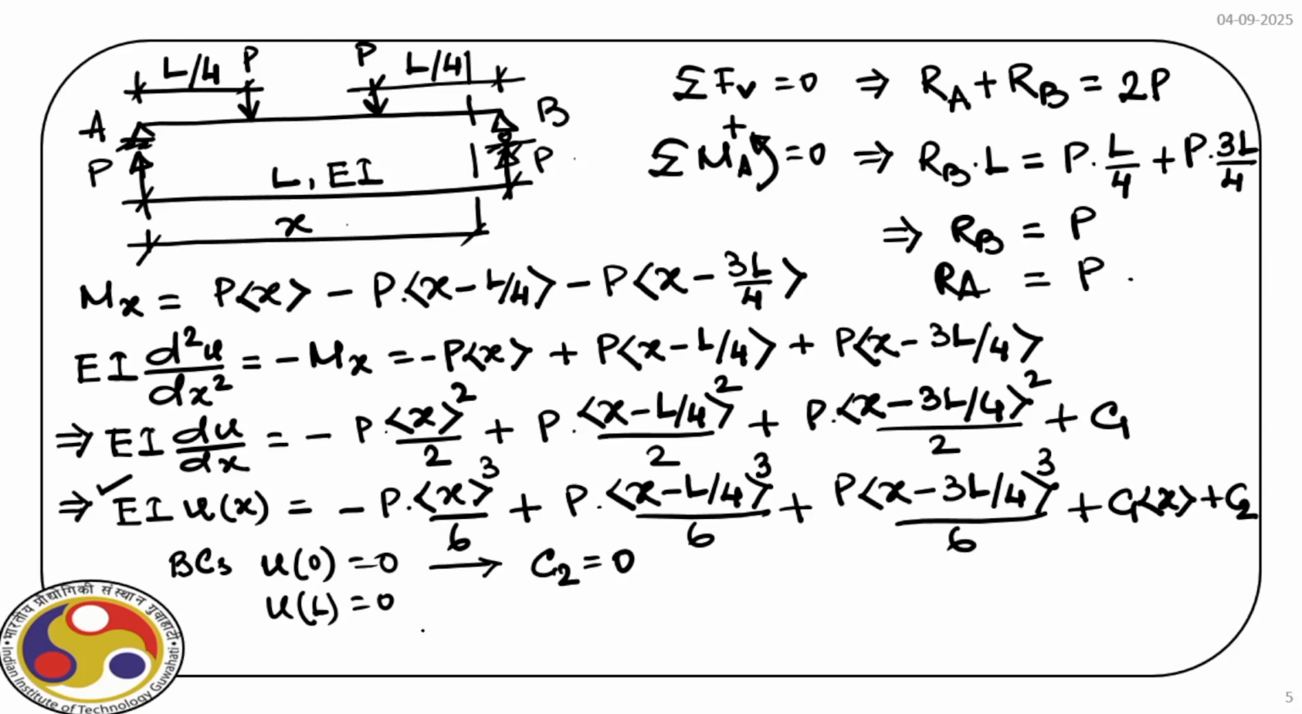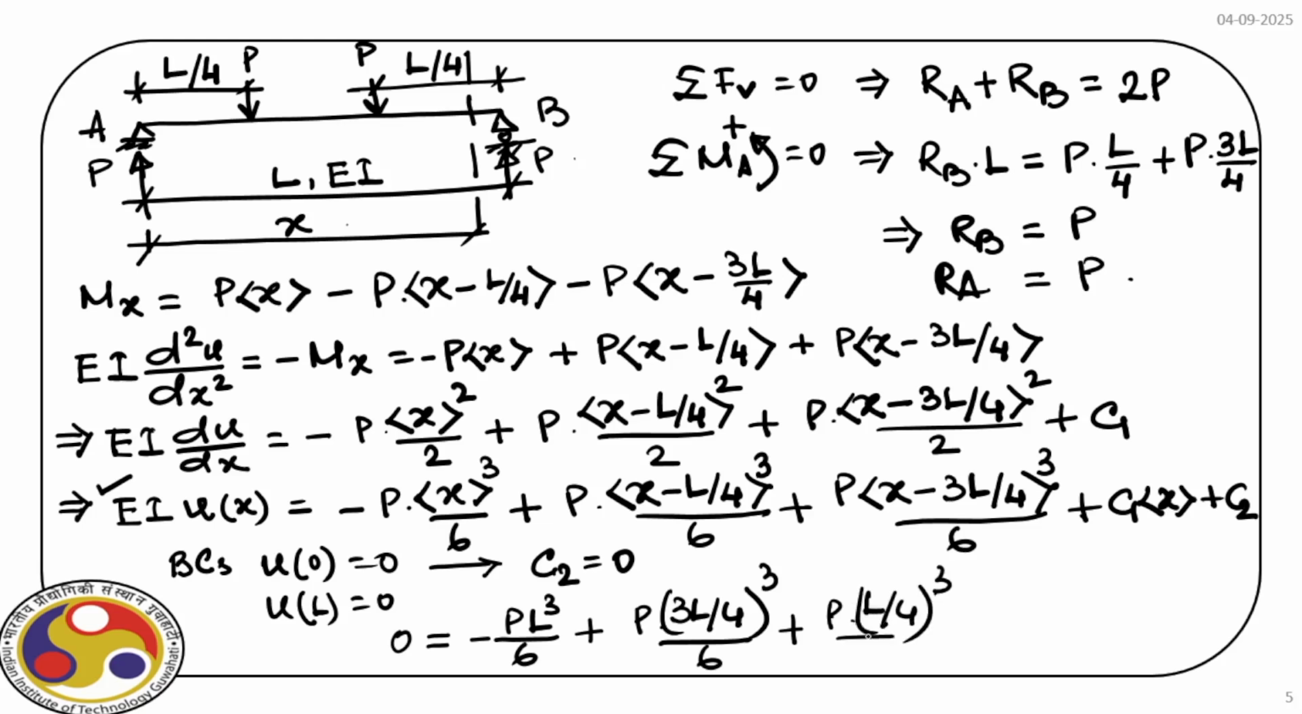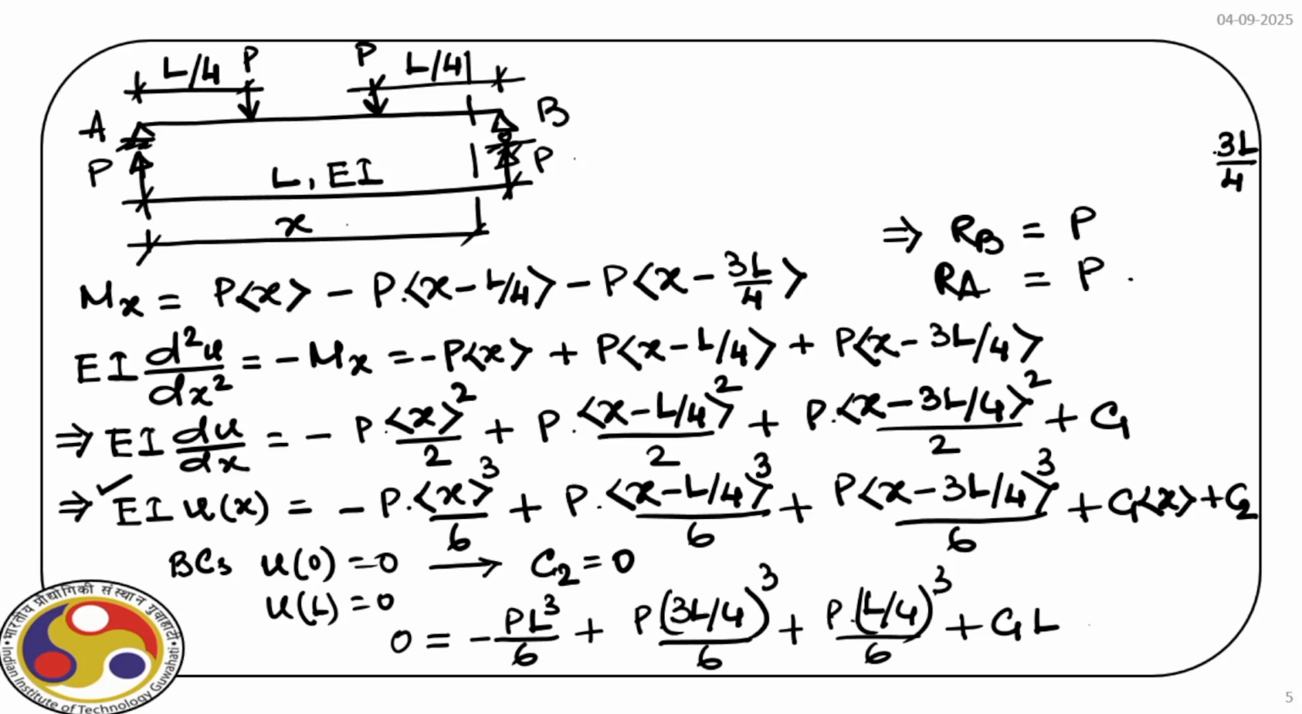Now for the second boundary condition, again, left hand side is 0. On the right hand side, we have first term P L cube divided by 6 plus P times (L minus L by 4), so this is 3L by 4 whole cube divided by 6, plus P times (L minus 3L by 4), so this is L by 4 whole cube divided by 6, plus C1 L. So let us solve this expression and then we will get C1. Right. So let us try that.